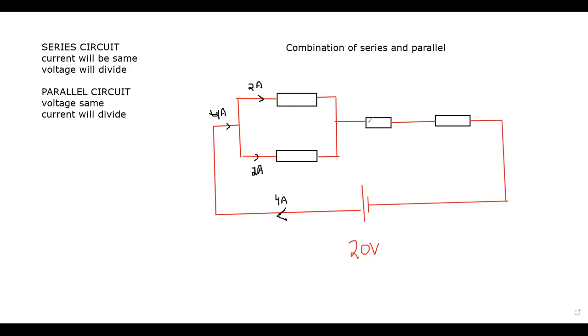So when the total current of 4 ampere enters the parallel circuit, the current will divide. But when it passes through, it will rejoin again. So what will be the current here? 4 ampere. And that same current will pass through the two resistors which are in series, and the same amount of current will return. So the current divides in the branches, and then in series it will remain the same. This is what happens to current. But what about the voltage?